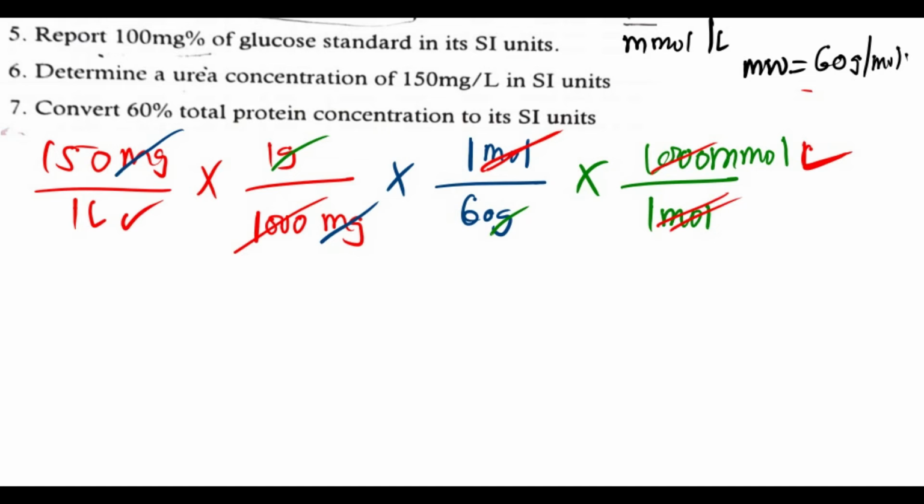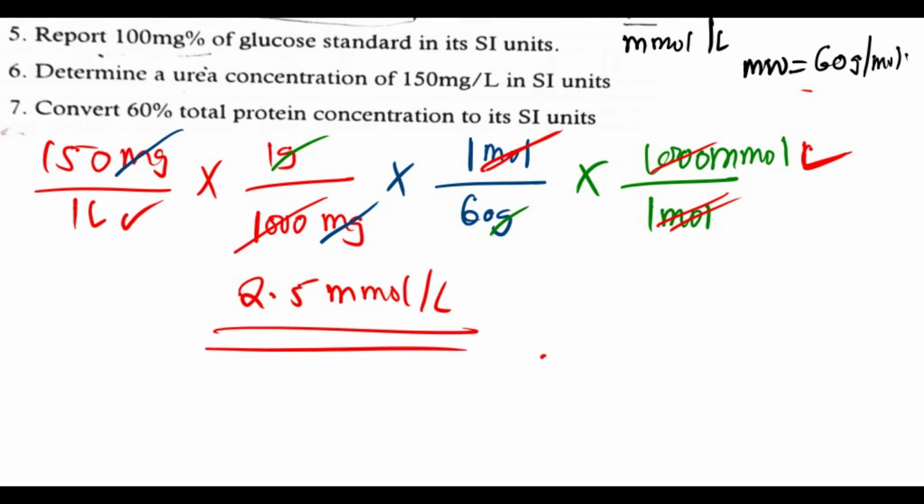So let's see. If we do the math, we are now talking about 150 divided by 60, 2.5. So 2.5 millimoles per liter is the answer. As simple as that. Let's go to question 7.